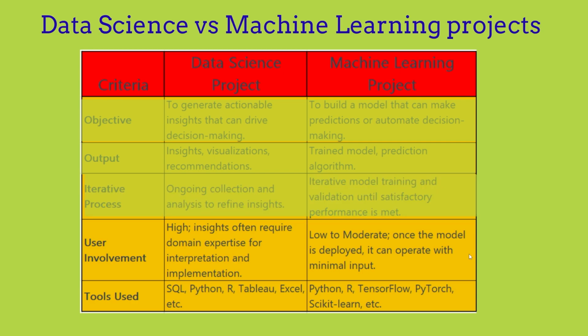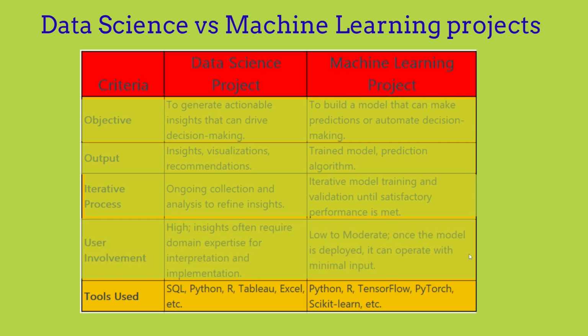User involvement in data science is really high because insights often require domain expertise for interpretation and implementation, such as you need a data science team, so you need multiple different people. That is the user involvement. And for machine learning, it's low to moderate because once the model is deployed, then it can operate with minimal input, or maybe it needs some fixes from time to time, so it's really minimal inside of machine learning compared to data science.